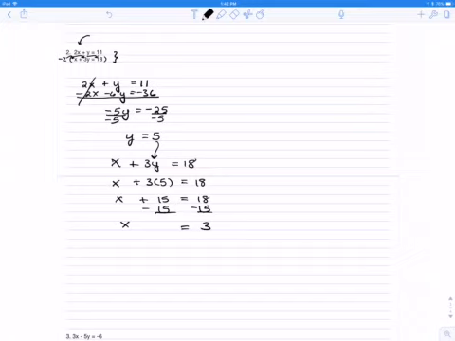So when x is 3 and y is 5, I'll get a true statement for both equations. So I'll write my answer as an ordered pair. In parentheses, I want x first, which is 3, comma, then y.